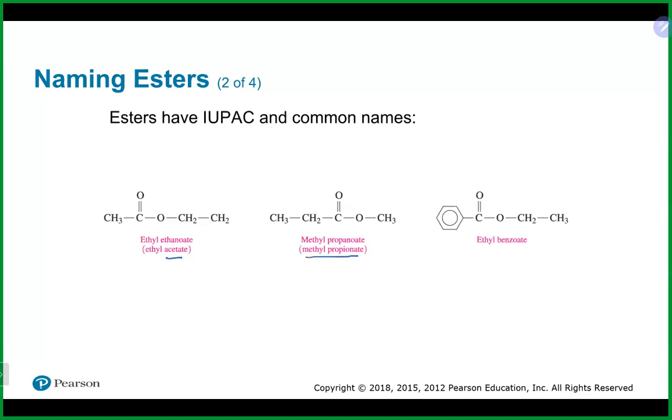Methyl propionate is the same as methyl propanoate. Probably the only one that maybe we might use sort of the common name for is ethyl benzoate. So if you happen to have a benzene ring attached there as your carboxylic acid, which is benzoic acid, we'll go with benzoate as the base of the name. And then obviously here's our alcohol part, coming this way. 2 carbons gives you the ethyl part of it. So that would probably be the only common name that you might use, with the benzene ring.